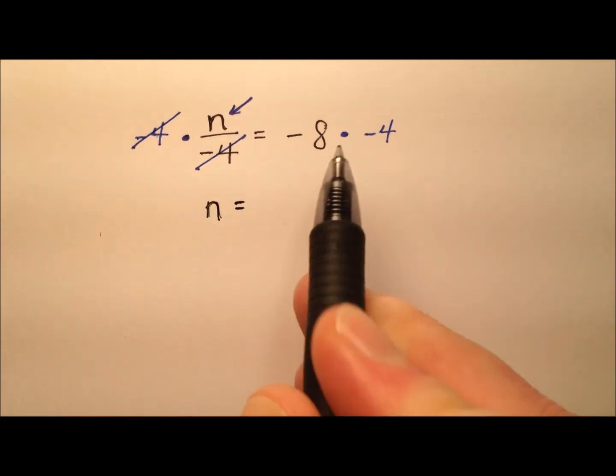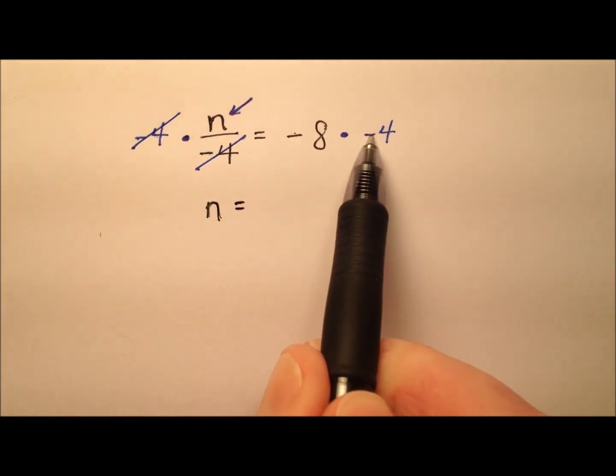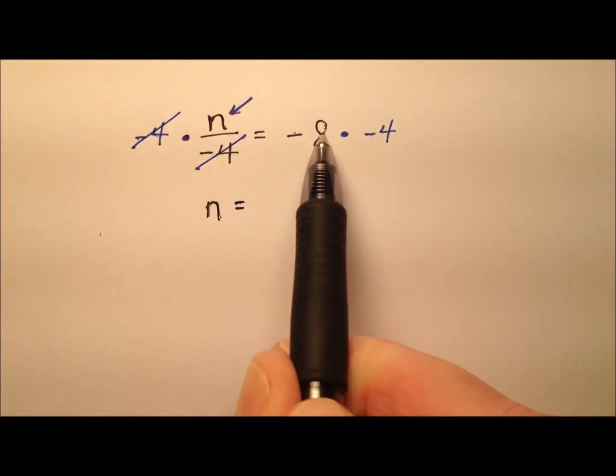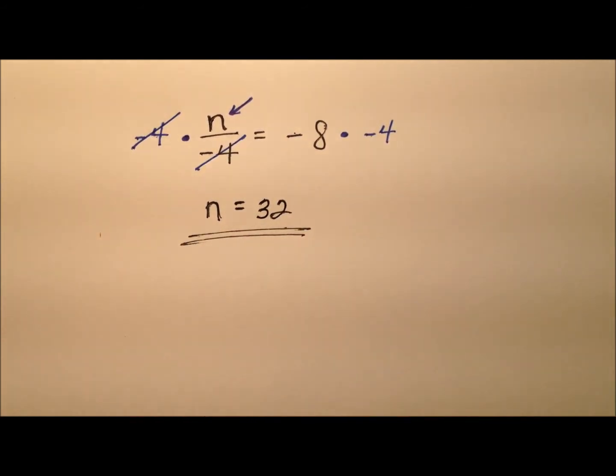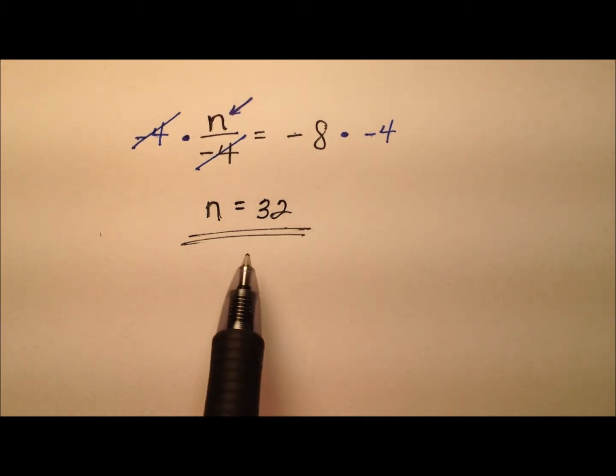And on the right side, I'll have a negative times a negative, which will be a positive. So 8 times 4 will be 32. So the value for n is going to be 32 in this case.